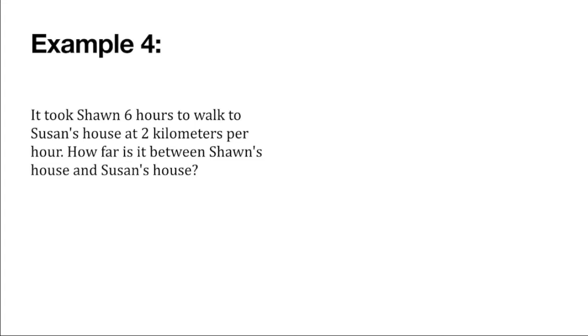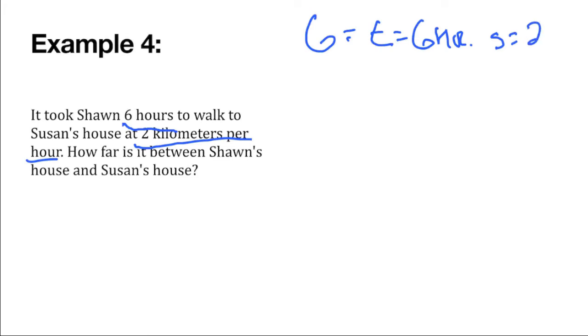All right, number 4. It took Sean 6 hours to walk to Susan's house at 2 kilometers per hour. How far is it between Sean's house and Susan's house? So again, 6 hours, that's a time. So if I'm just doing my givens, I have a time that is 6 hours. And it says walks to Susan's house at 2 kilometers per hour, so that definitely sounds like a speed. And then how far? That would be my unknown, so that is my distance. That's what we don't know.